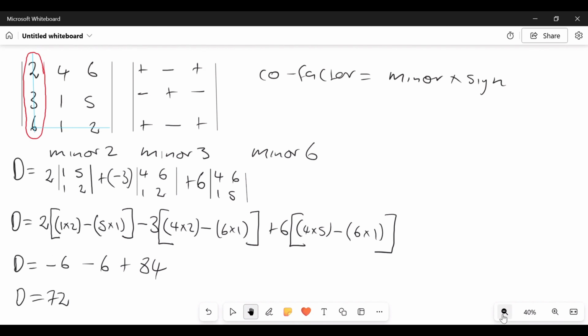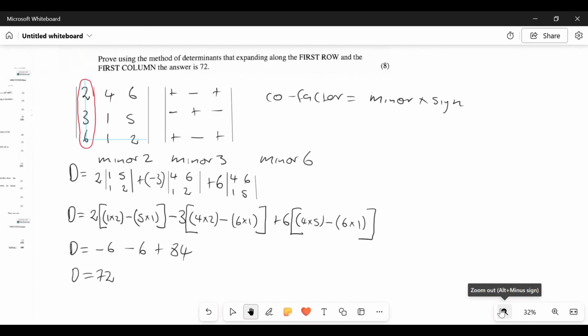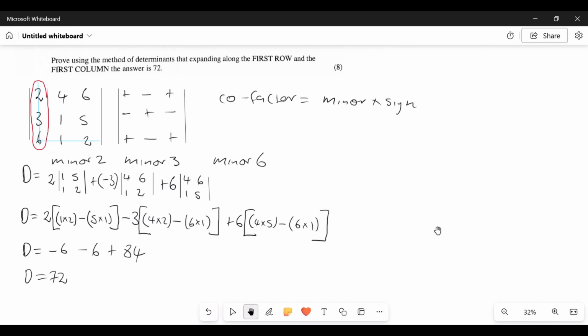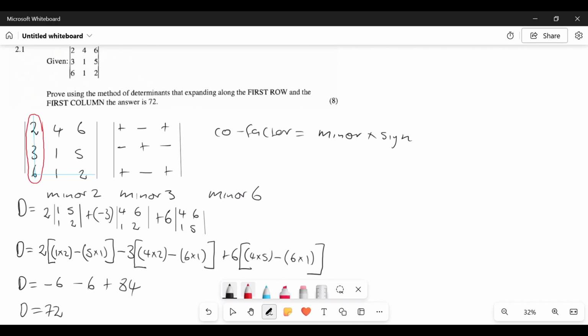So guys, let me zoom down so that you can see. This is how you do this one as well. The answer there is 72. So it proves that if you use the first column or the first row, you'll get 72. This was just an instruction from the examiner to see if you can actually use any row or any column to calculate the determinant.